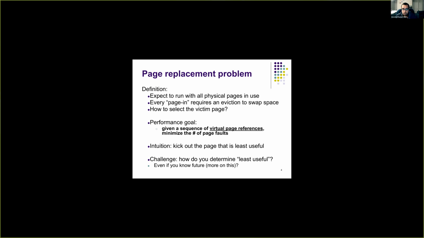So here the challenge becomes how to determine the page to be least useful, right? Even if we know about the future, a few times it gets tricky. Even identifying a least useful page when we know the future is not as straightforward, as we will look more into in this part.